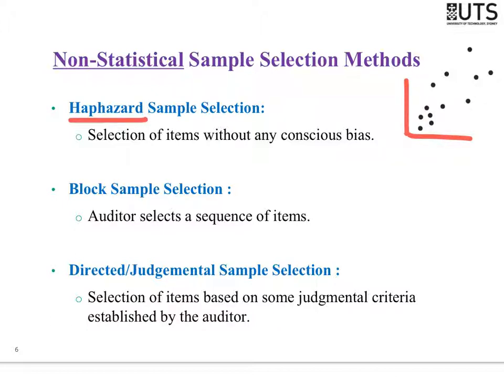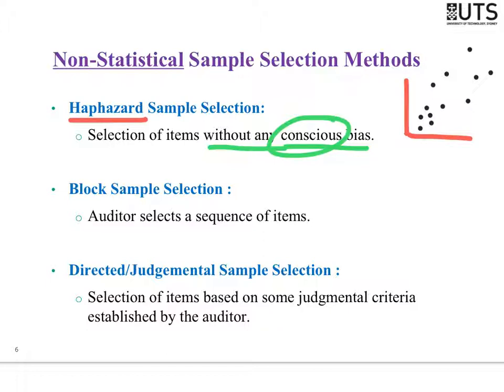So that's haphazard, the human equivalent of random. And by the way, here's the confirmation. We select items without any conscious bias. Here's the thing, we do have bias because we put it in a pattern of some kind, but we're just not aware of it. Again, humans, okay?